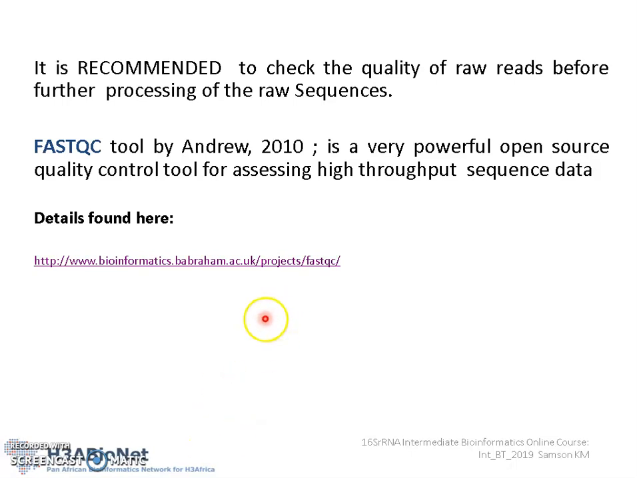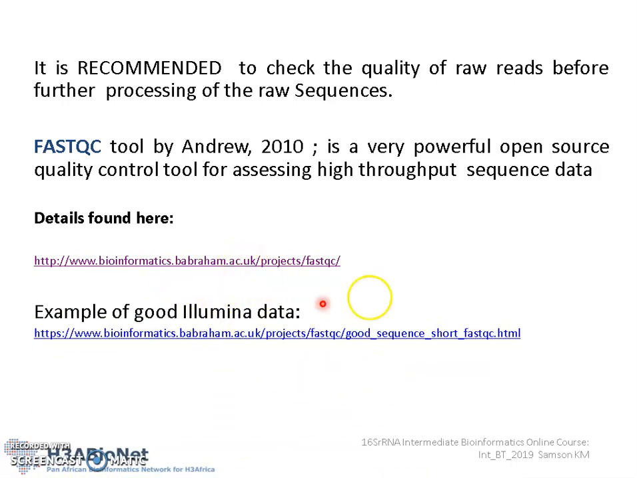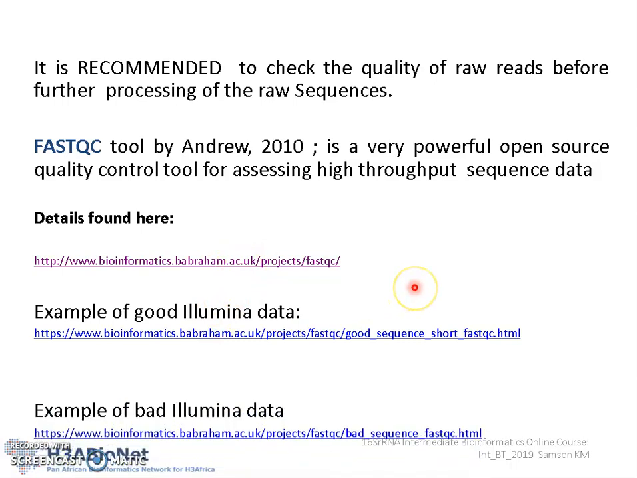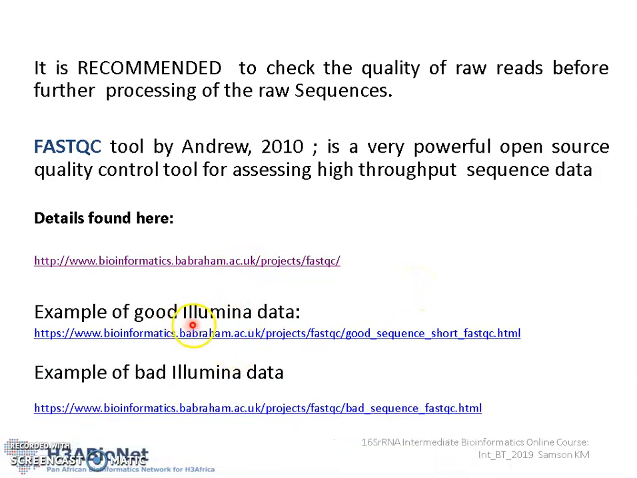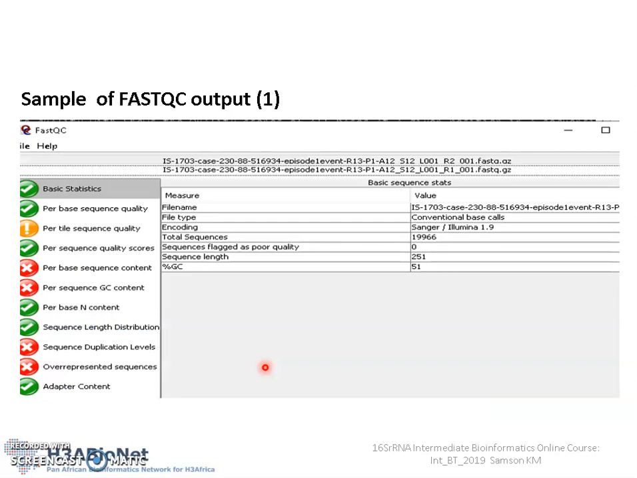You can find this tool in the link provided here. And from the same link, you'll be able to see example of the good Illumina data as well as example of the bad Illumina data. And I've generated some of the sample output from the FastQC plot. For instance, this is the one you get after getting the output. You get the samples, the forward and the reverse read.